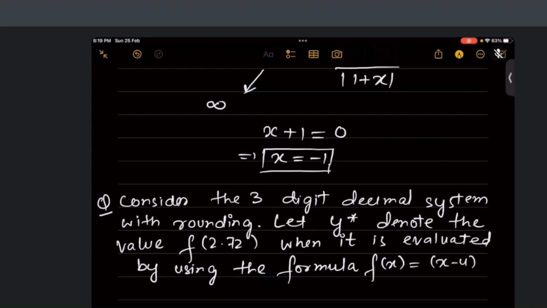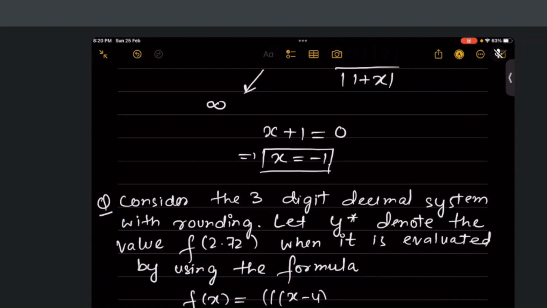This is a question I am telling, ma'am, of assignment. Similar question is there. Not the same, a similar question is there. Okay, let's discuss this. After that, I hope your doubt will be cleared.